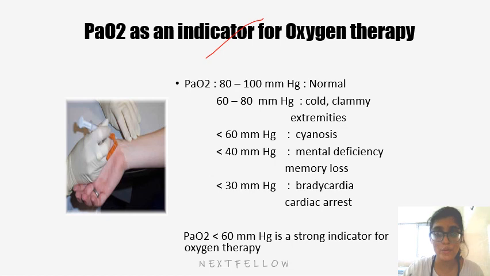PaO2 as an indicator for oxygen therapy. 80 to 100 mmHg partial pressure of oxygen is normal. 60 to 80 causes cold clammy extremities. Less than 60 is cyanosis. Less than 40 will cause mental deficiency or delirium or memory loss. Less than 30 will cause bradycardia and cardiac arrest. PaO2 less than 60 is a strong indicator for oxygen therapy.